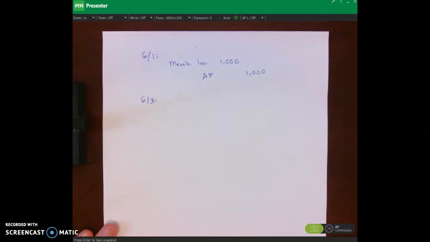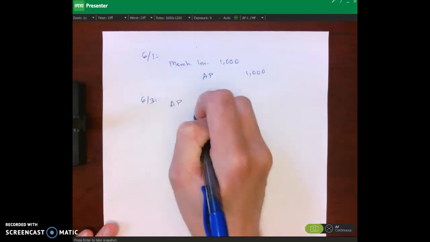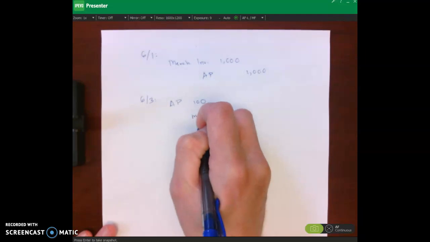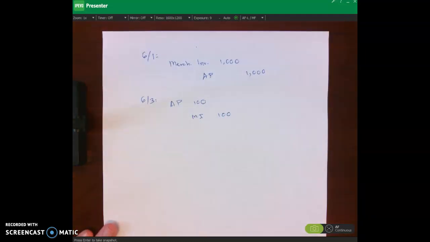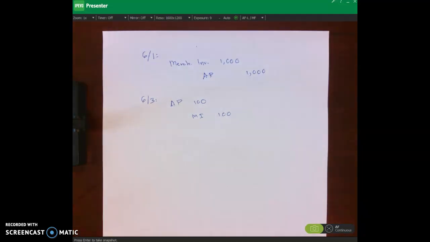So I'm going to decrease my liability, my accounts payable, by $100. How do I decrease the liability in terms of debits and credits? Well, think back to the accounting equation. I debit the liability. So I'm going to debit accounts payable, AP, for $100. And then I will credit MI, merchandise inventory, which is the cost basis, for $100. Okay? So the cost basis of my merchandise inventory has decreased by $100.